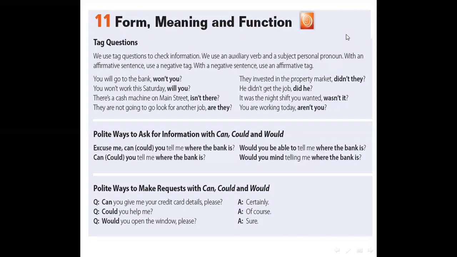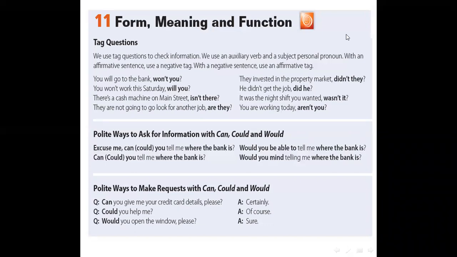Today, we will complete Unit 5 for Mega Goal 3. Today, we will use tag questions and polite ways to ask for information with can, could, and would, and also polite ways to make requests with can, could, and would. We will express obligation with must or mustn't or have to. At last, we also express necessity and lack of necessity.